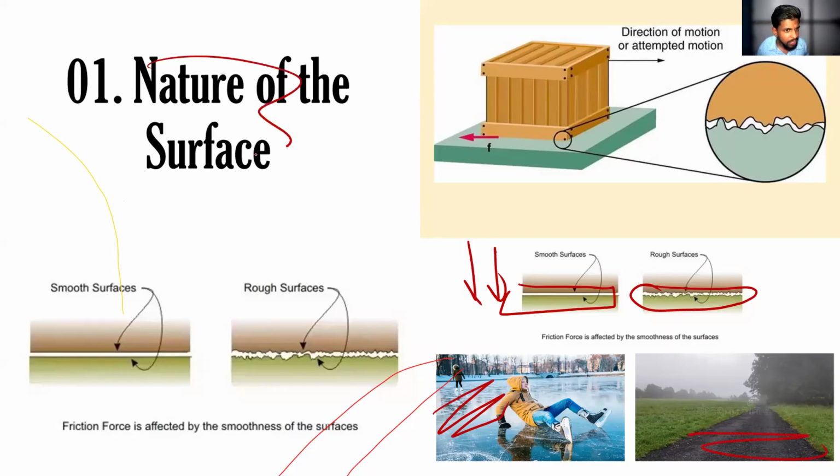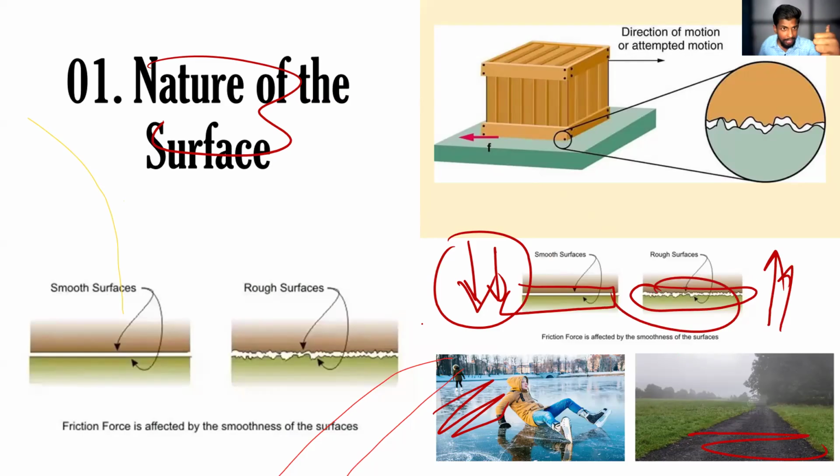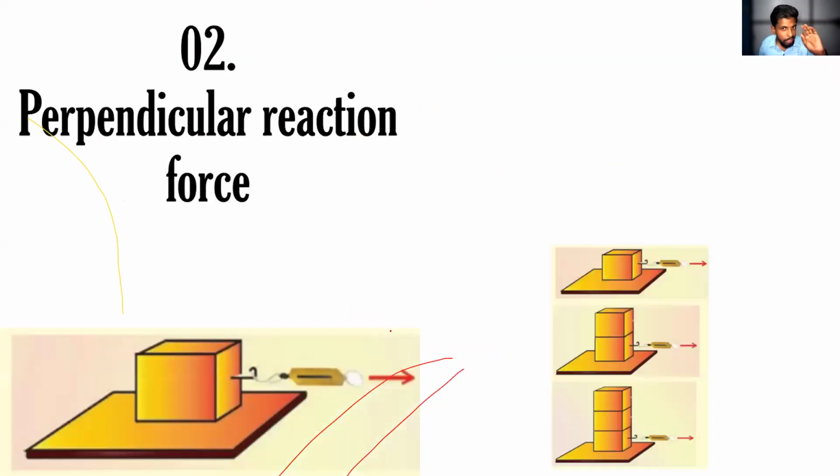So the nature of the surface. If the surface is smooth, the frictional force will be low. If the surface is rough, the frictional force will be high. First factor: the nature of the surface. In the exam, they will ask what are the factors affecting the frictional force. Second one, the perpendicular reaction. Easy. Don't make it hard.